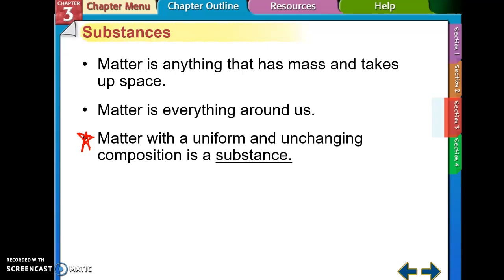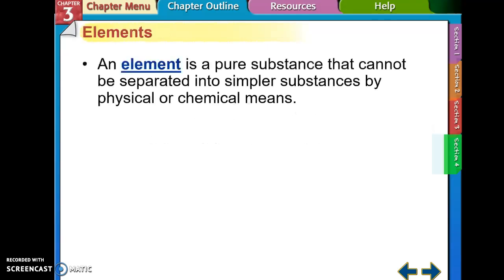Its formula is H2O. So you've got 2 hydrogen atoms for every 1 oxygen atom. And that's always going to be true. It's a uniform and unchanging composition. So an element is a pure substance like gold that, as I mentioned earlier, cannot be separated into anything simpler by physical or chemical means.